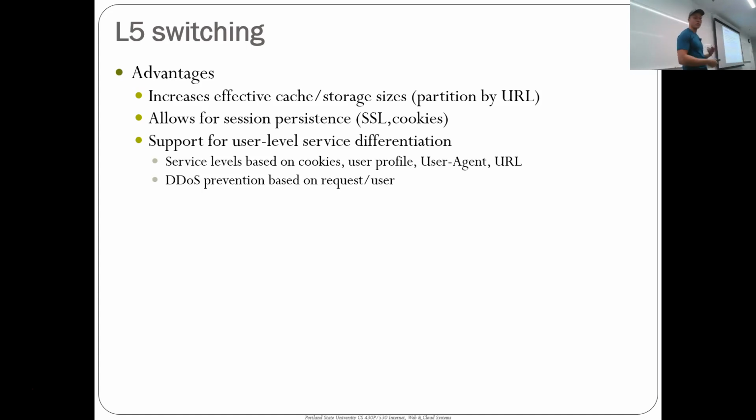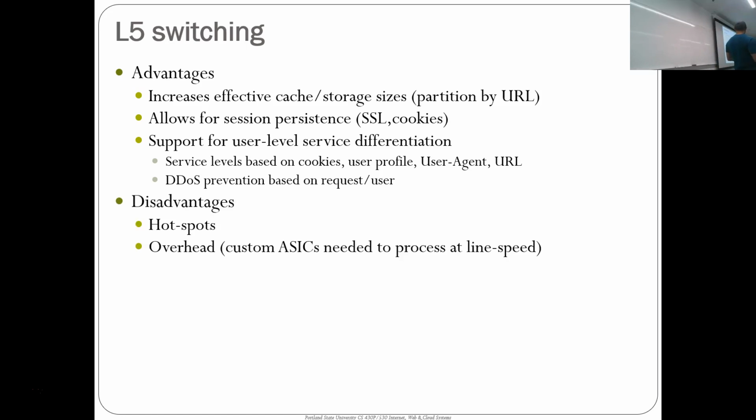You can support user-level service differentiation this way. So if you've been bombing me with a bunch of requests, I'm going to proxy your connection, figure out who you are, and then I'll be like, I'm going to drop you because you've hit me 1,000 times with the same request. So you could do that, which is what Cloudflare is trying to do, right? That's what their business model is, to do stuff like denial of service prevention. But you have some disadvantages. There are some hotspots, and then there's basically overhead, where you're doing all of this at line speed. All this rewriting happening is kind of resource intensive.